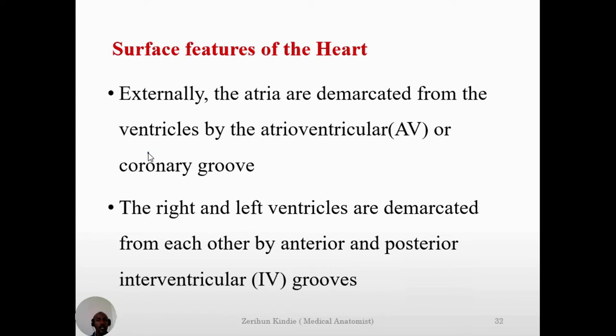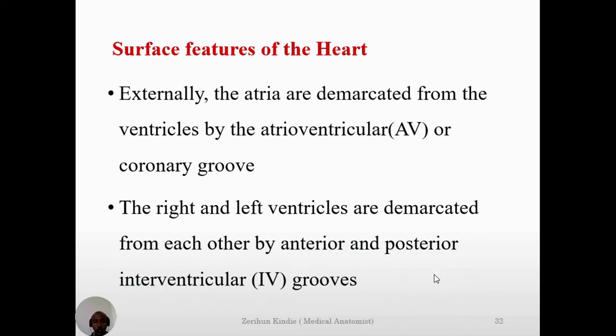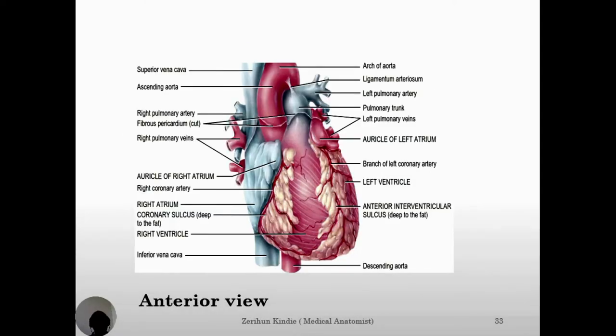The right ventricle and the left ventricle are demarcated by the anterior and the posterior interventricular grooves. If you find this anterior and posterior interventricular groove, we can say that this part is left, this part is right.